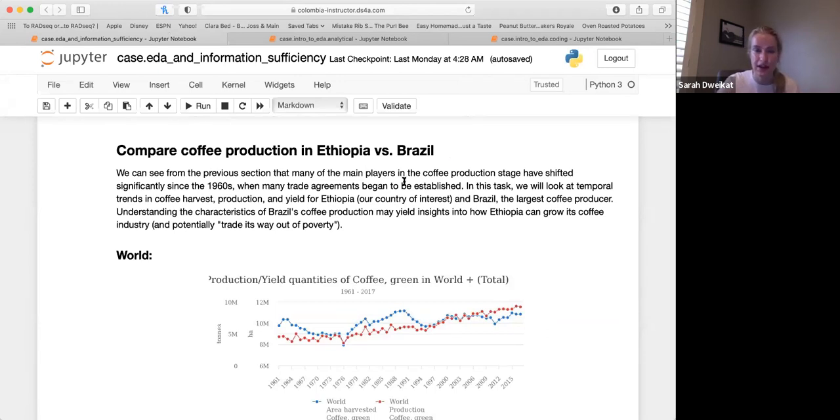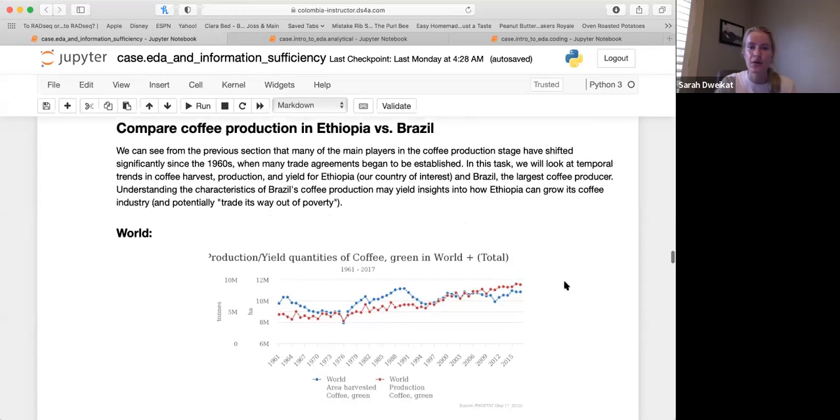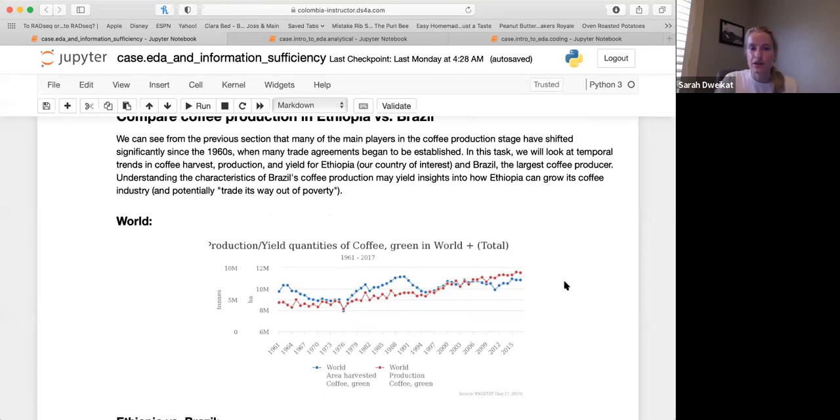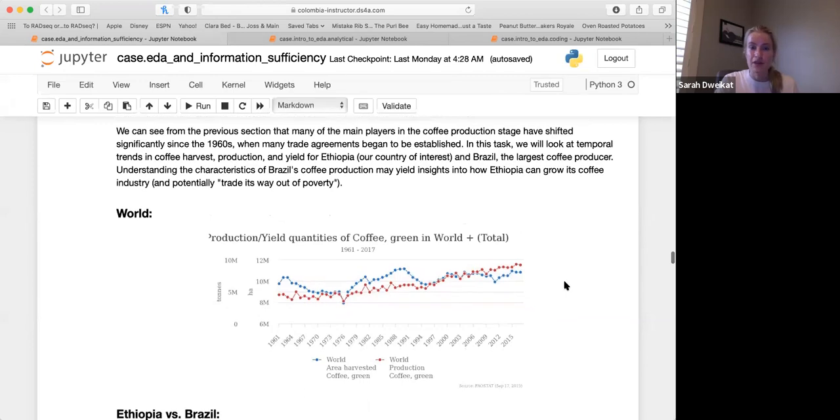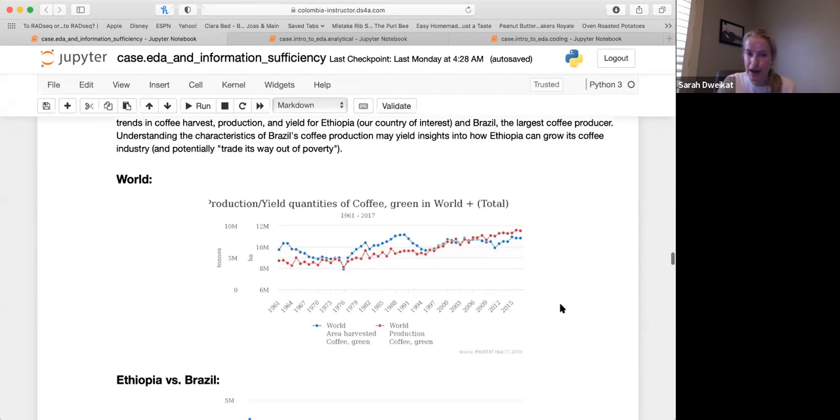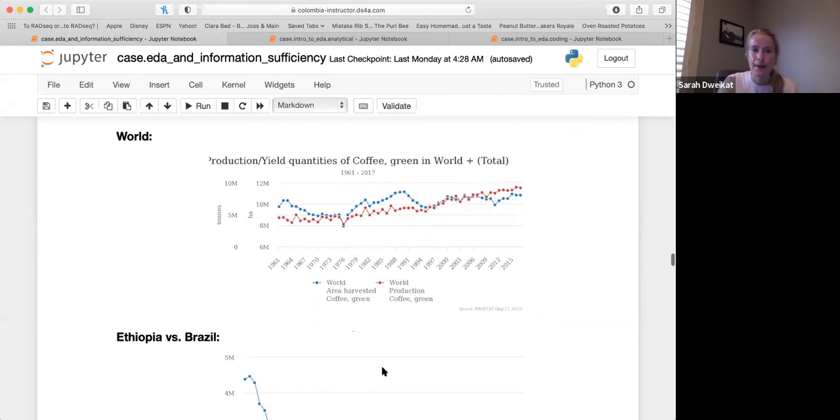We're going to look first, like I said, at Brazil. So we're going to look overall for our world kind of coffee production. So this is the production and yield quantities of coffee in the world. So this is from 1961 to 2017. The blue, we have a legend down here, is the coffee that's harvested. And this is in red is the coffee that's produced. So that kind of gives us an overall trend.